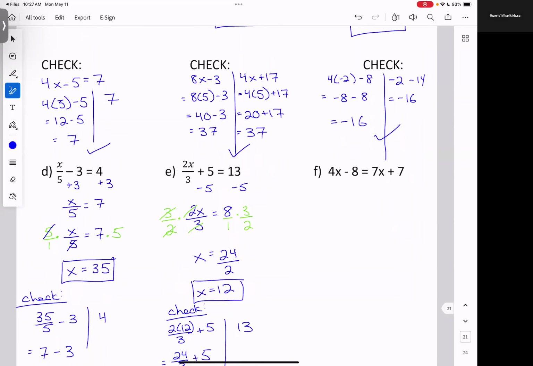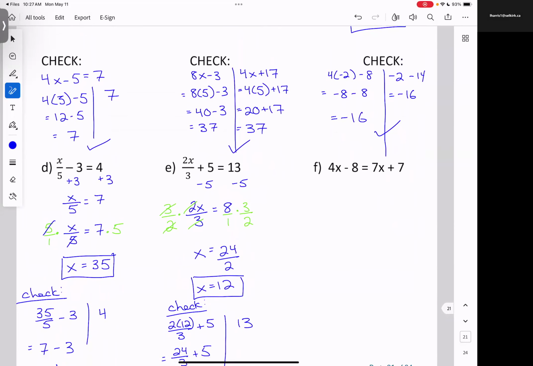We want to gather our x's on one side, everything else on the other. I'm going to gather my x's on the left by subtracting 7x from both sides. It's okay if you did it in a different way. So I get negative 3x minus 8 equals positive 7. And then I'm going to add 8 to both sides to move that number over to the right. So I get negative 3x equals 15.